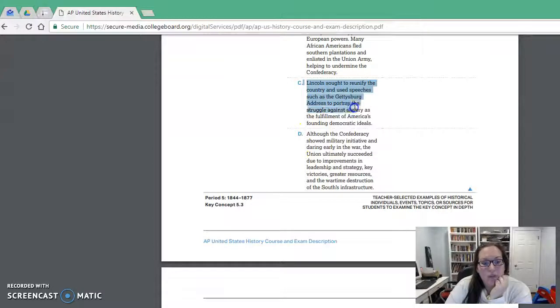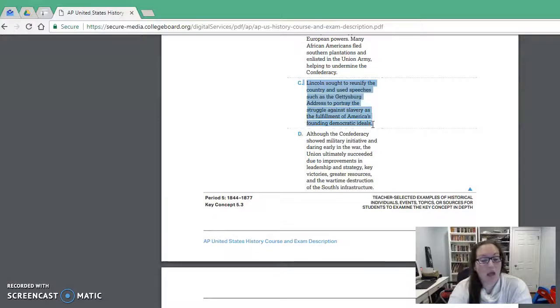Lincoln sought to reunify the country and used speeches such as the Gettysburg Address to portray the struggle against slavery as the fulfillment of America's founding democratic ideals. The Gettysburg Address is short, but it does that, trying to unify us into one common cause. I would also say the Emancipation Proclamation does the same thing.